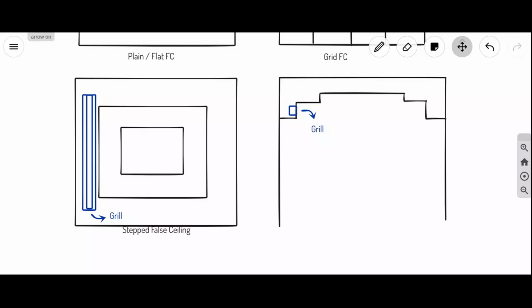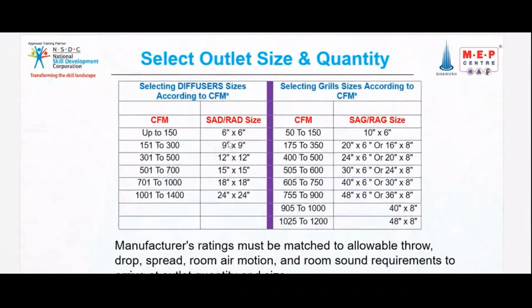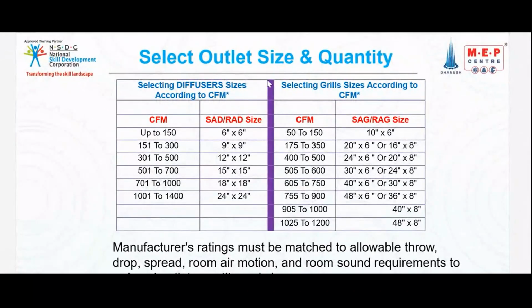Now what you need to do is make a note of these values. Selection, outlet size, quantity. That means diffuser size and this is grill sizing according to the CFM. So here 6 inch by 6 inch, this is a square, and round will be dia 6 inch. 9 inch by 9 inch and round will be dia 9 inch. Like that it will be there.